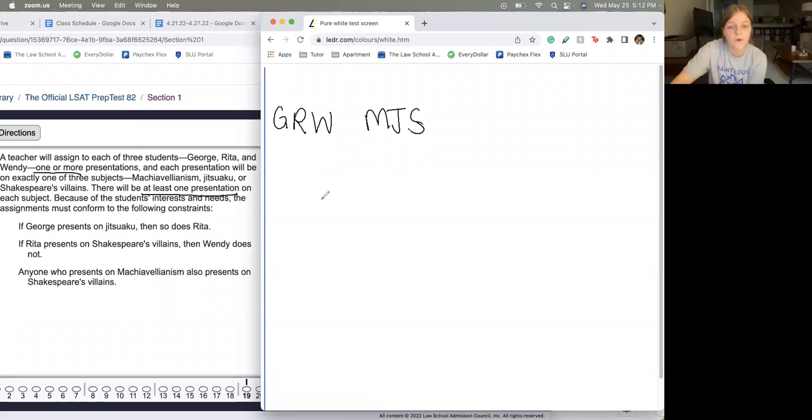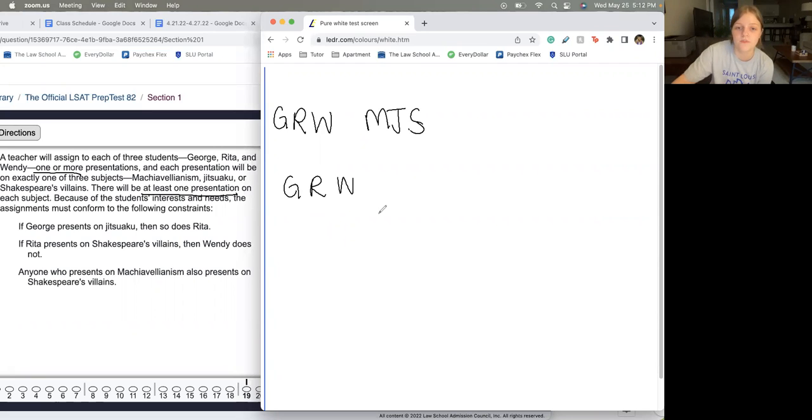So we're going to go with our people as our groups. That way, once we get who is doing what topic, it's a little bit easier for us to see that G is doing M and J, or G and R are both doing M. It's a little bit easier to read in my opinion. But like I said, you could do either way.